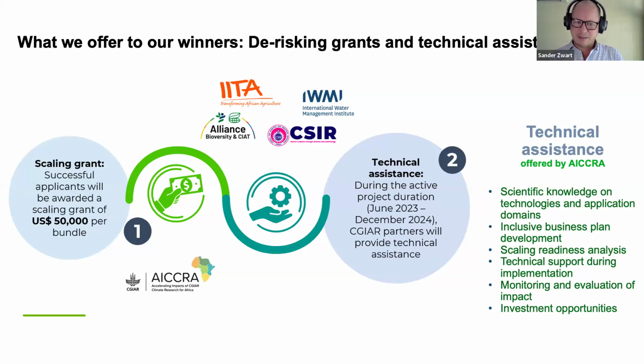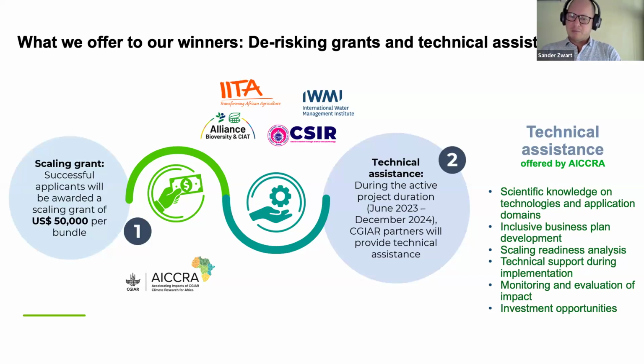But we also realize that the technology is not the only solution. It comes with the services of finance, agriculture insurance, digital services to connect farmers to the markets, and so on. So we'll assist you with that. We will assist you with developing inclusive business plans. We will assess the scaling readiness, as we call it. How far are these technologies? How far is the solution that you propose, and can it really be scaled? Are there still bottlenecks for farmers to adopt the service that you offer?